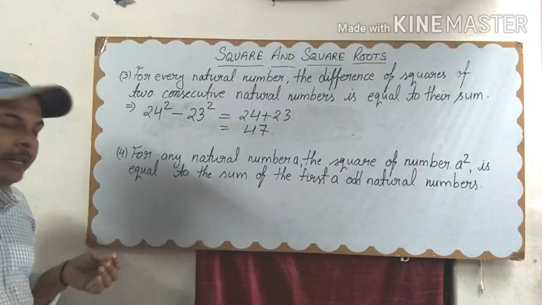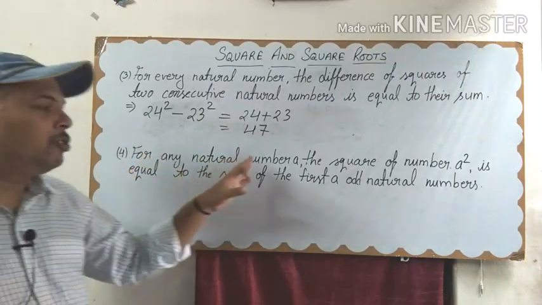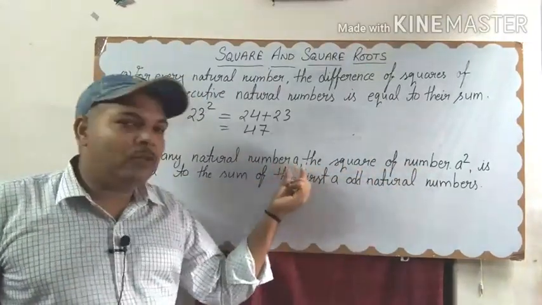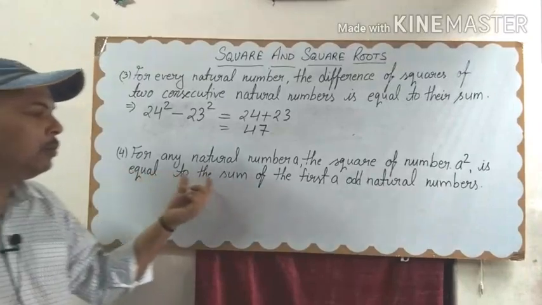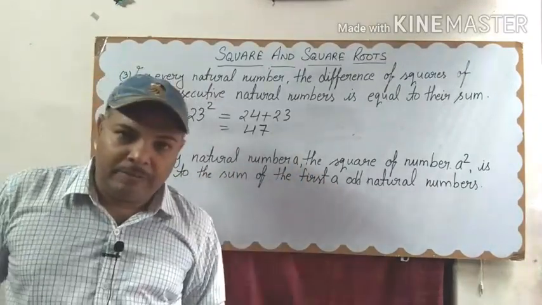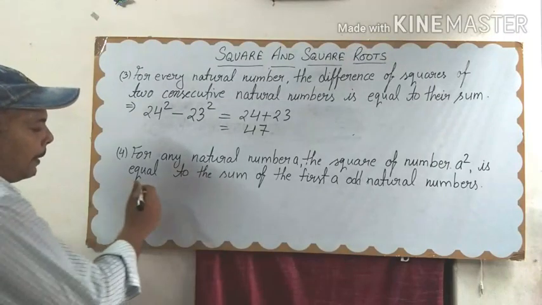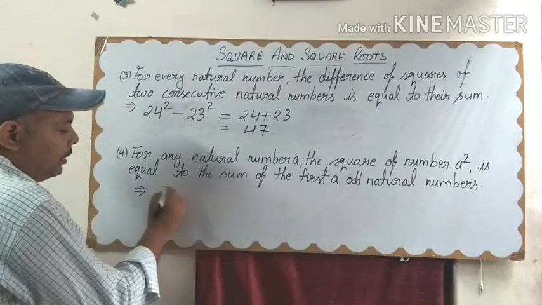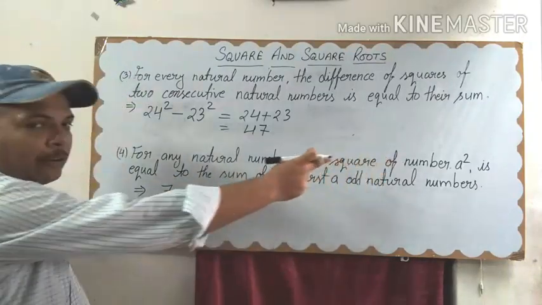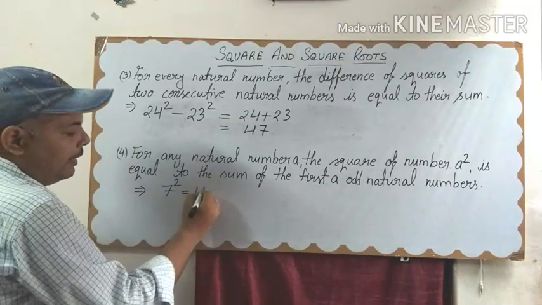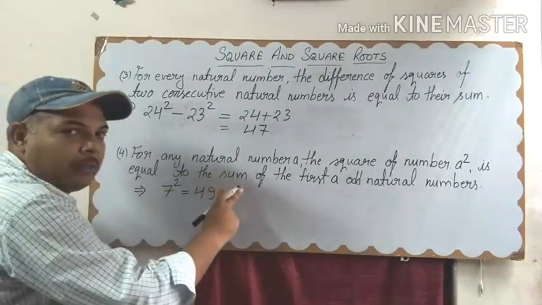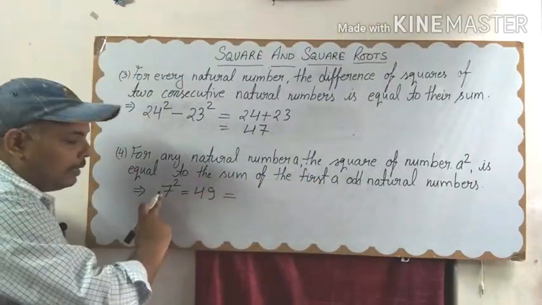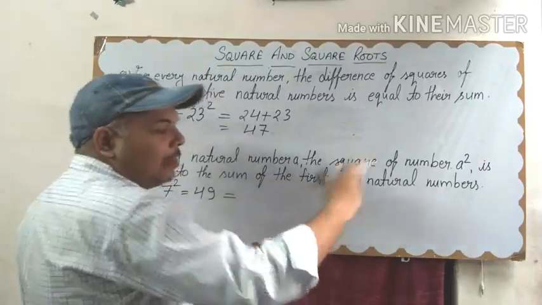Now come to the fourth property. The fourth property says for every natural number, suppose the natural number is a, the square of the number, a squared, is equal to the sum of the first a odd natural numbers. Suppose you have a natural number 7. Then the square of the natural number, 7 squared, will be 49. So it will be equal to the sum of the first 7 odd natural numbers.